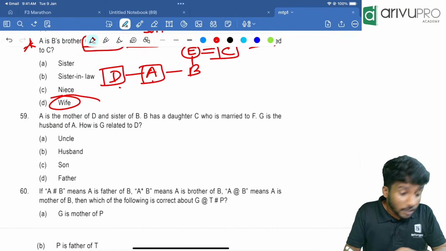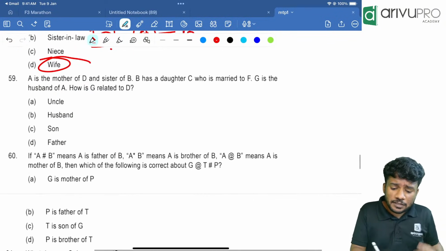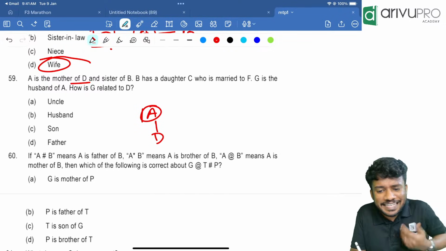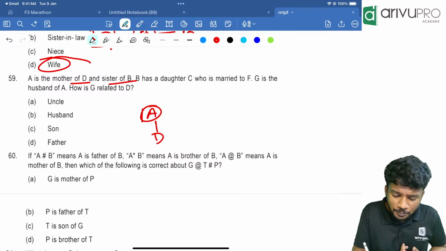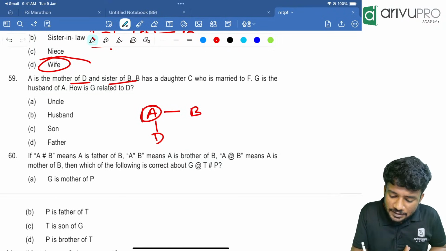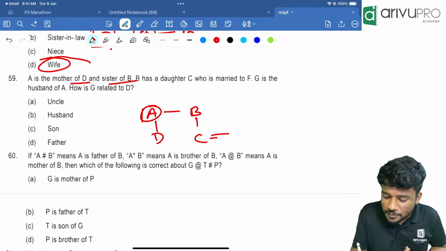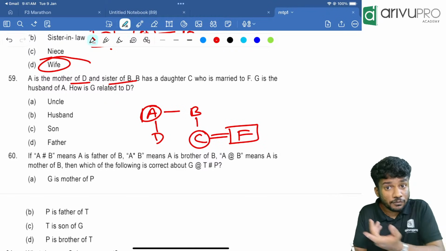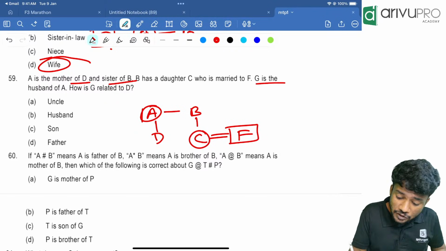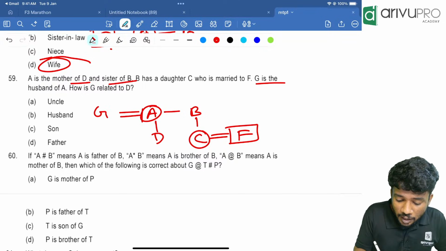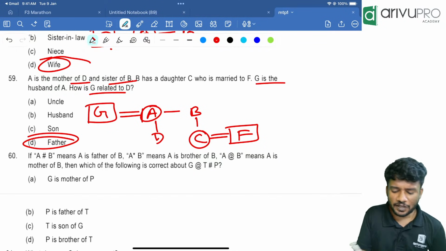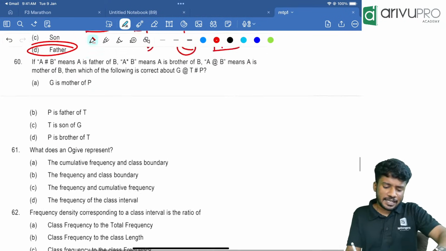Next one given over here. A is the mother of D. Then what else is given? And sister of B. So A is the mother of D and sister of B. B has a daughter C who is married to whom? F. Daughter C who is married to F, who is a male. Then G is the husband of A. How G is related to D? Very easy. G is the father of D. Very easy question.